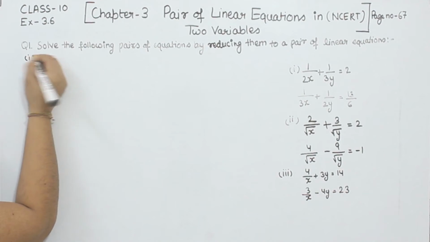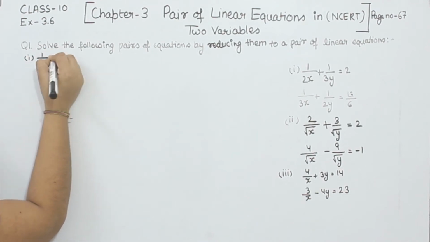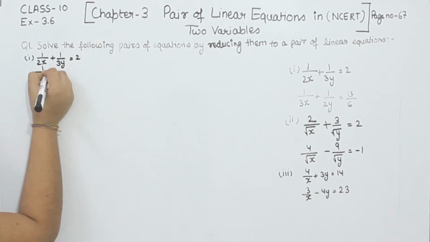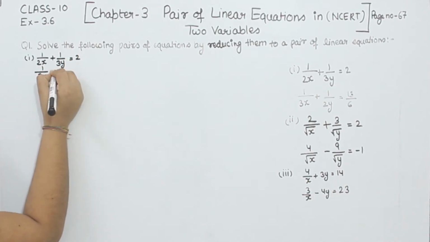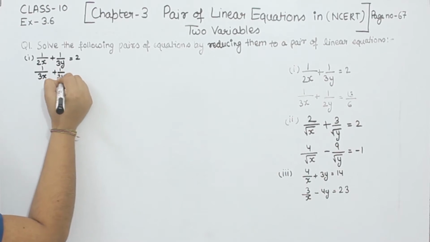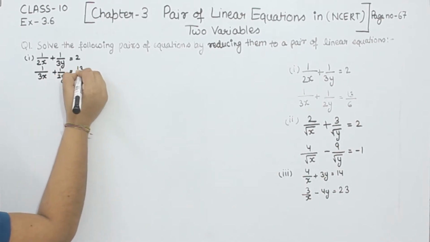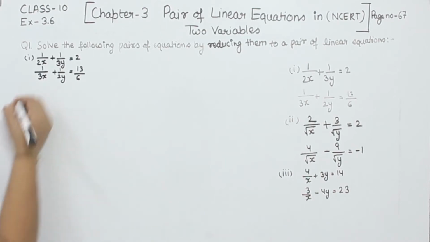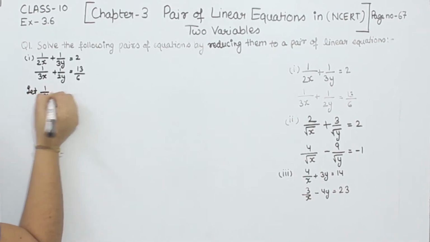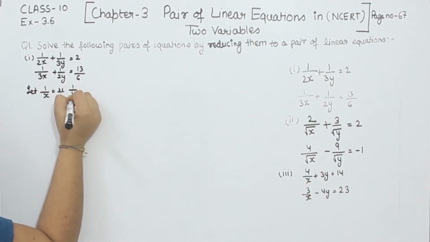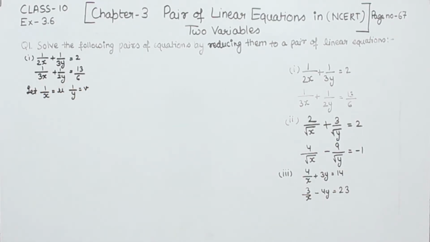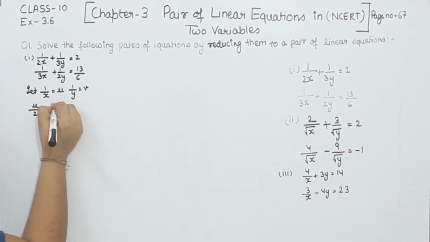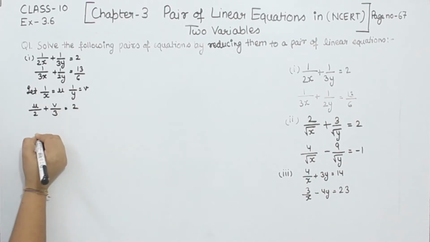In this one we are having the equations 1 by 2x plus 1 by 3y is equal to 2, and the second equation we are having is 1 by 3x plus 1 by 2y is equal to 13 by 6. Now we are going to let 1 by x be equal to u and 1 by y be equal to v. So the equation we are having is u by 2 plus v by 3 is equal to 2. We are going to simplify this one.